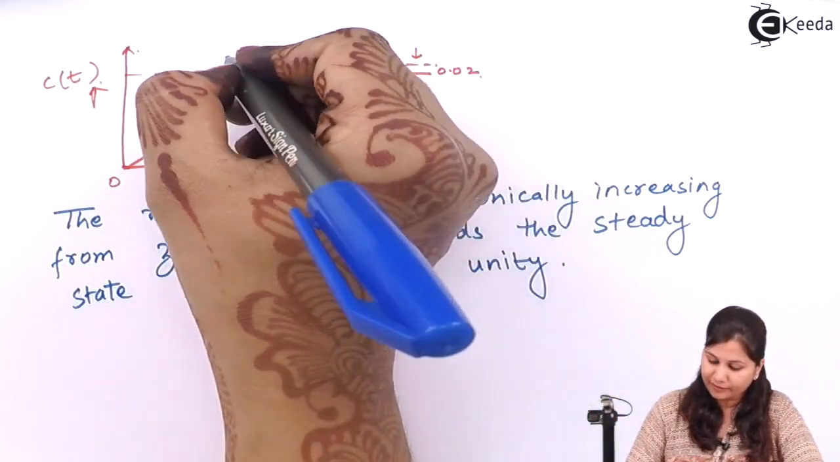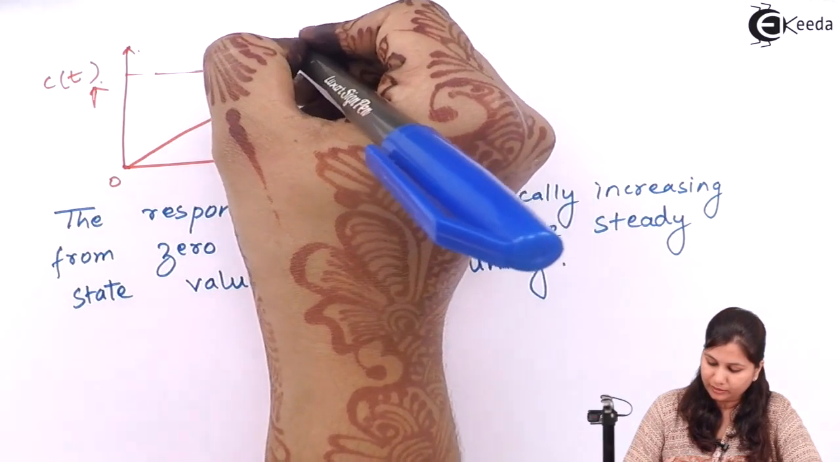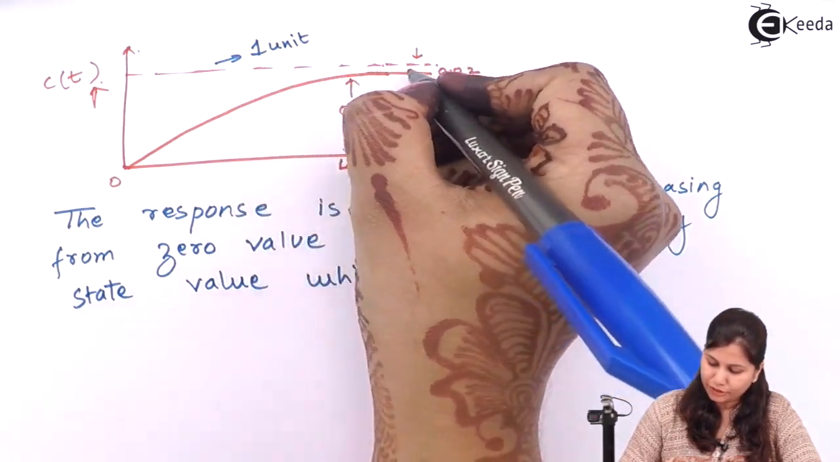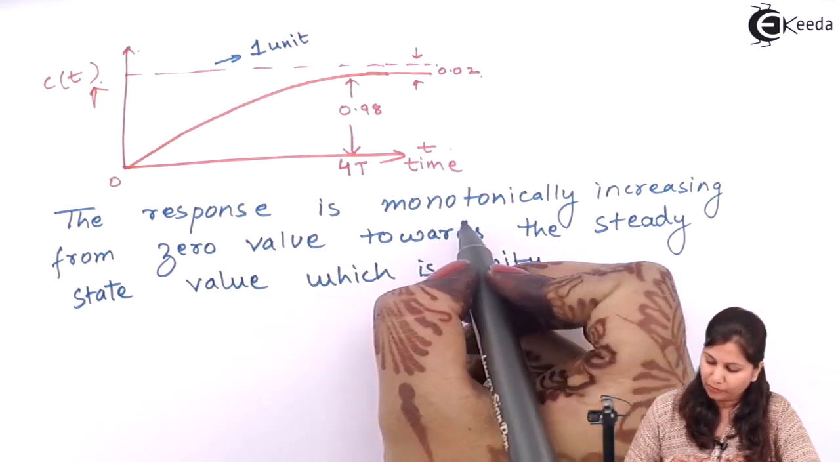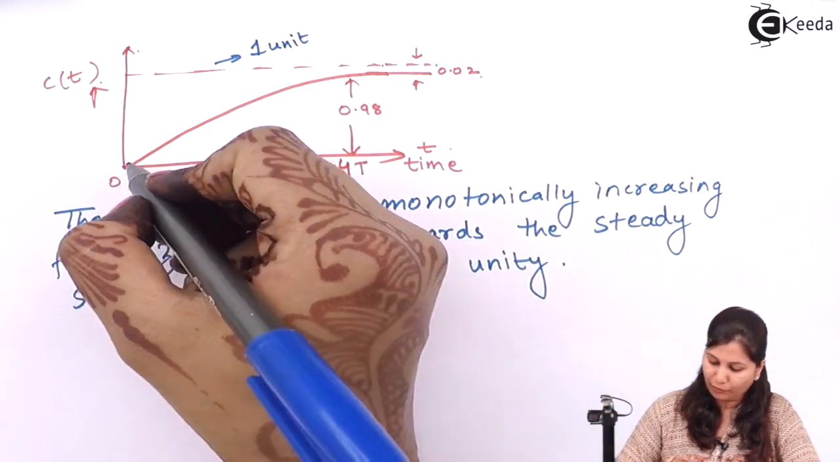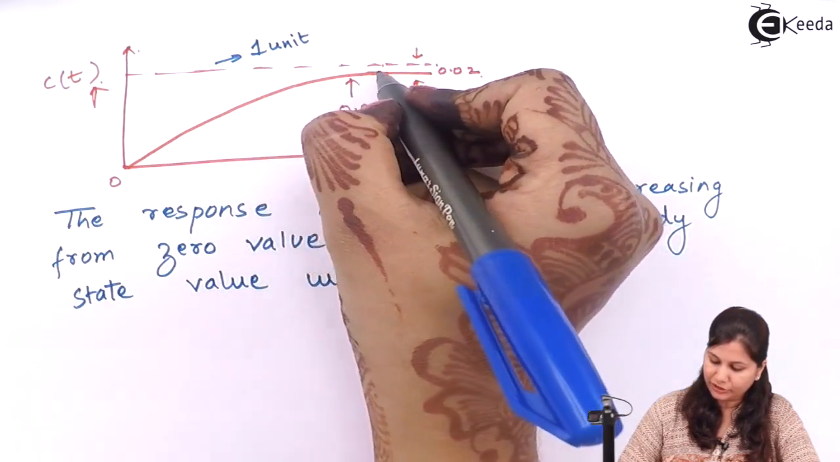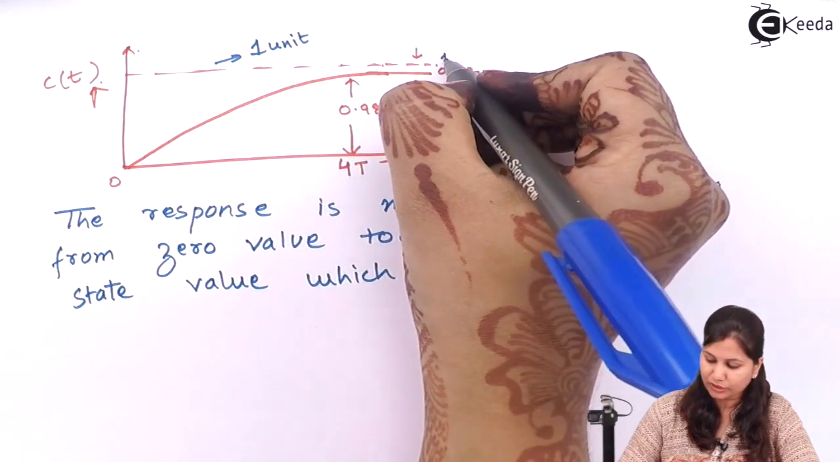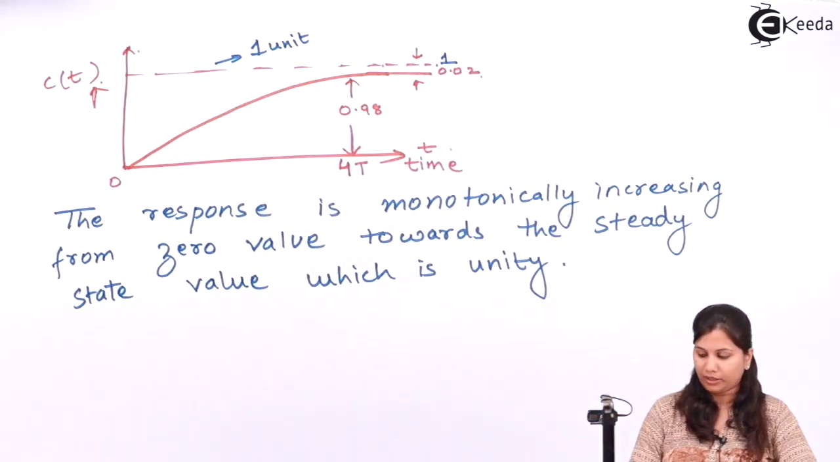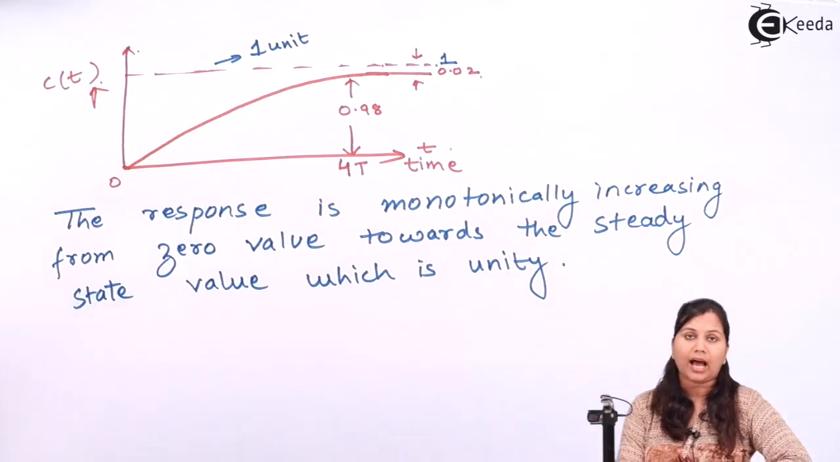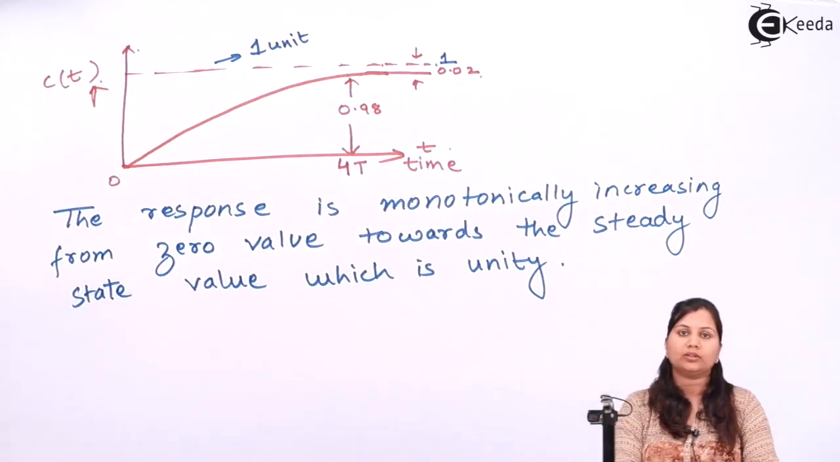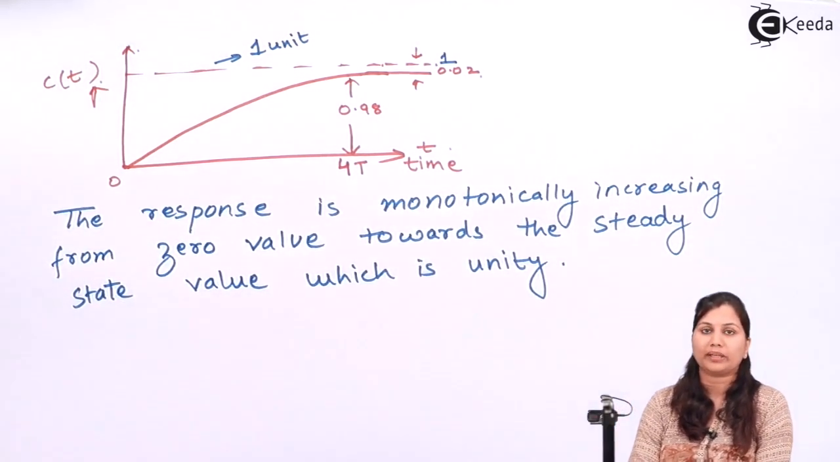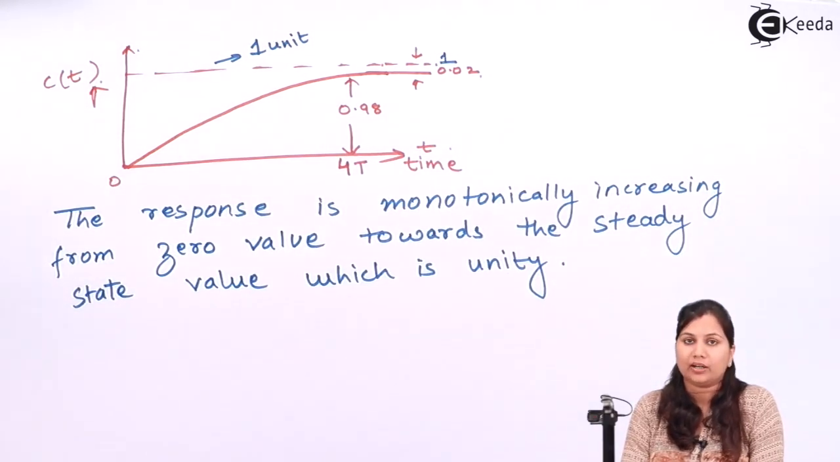So this was the reference line for 1 unit, and this graph is approaching towards 1. So the response is monotonically increasing from the 0 value and it is reaching towards its steady state value, which is equal to 1. Okay, so this was the output response for the overdamped system, that is when the value of delta is greater than 1.